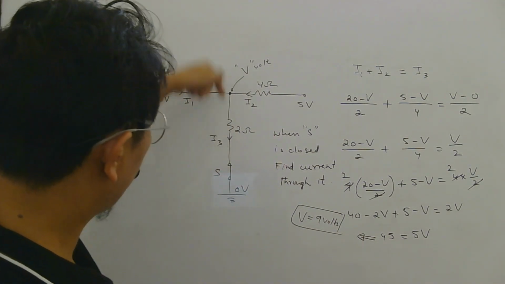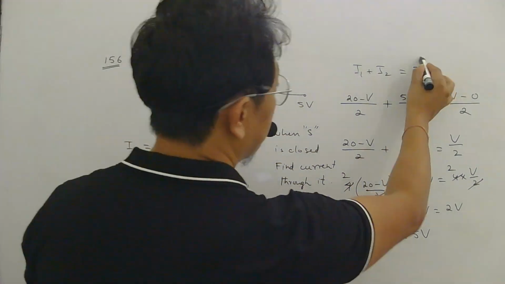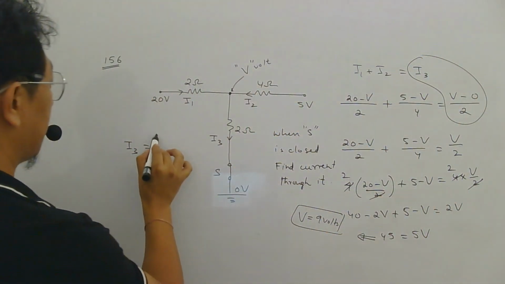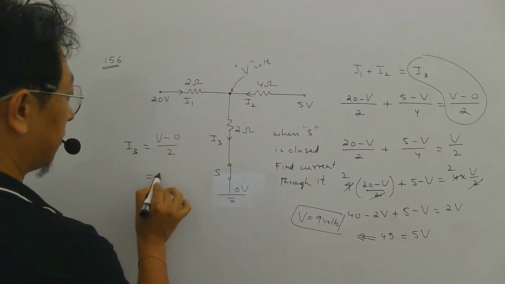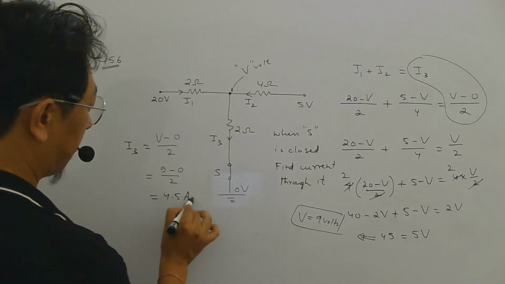Now the current they asked is I3. So that will be this, right? This is your I3. So (V minus 0) by 2. V is 9, (9 minus 0) by 2, this is 4.5 amperes. Okay.